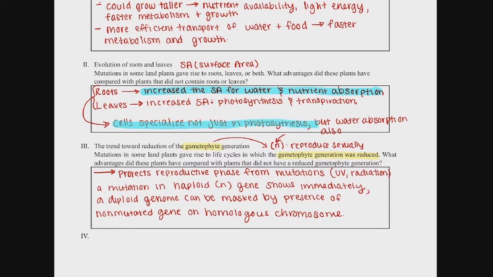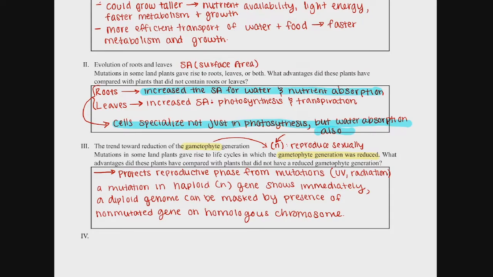These two kind of go hand in hand. So the increased surface area that allowed them to absorb nutrients and water from the soil also helped with diversity in their cells, where their cells could specialize in things like water and nutrient absorption. So that's why roots are super important. For leaves, the increased surface area means that they can perform more efficient photosynthesis and transpiration. So the greater the leaf, the more light that they can take in, the more transpiration they can go through.